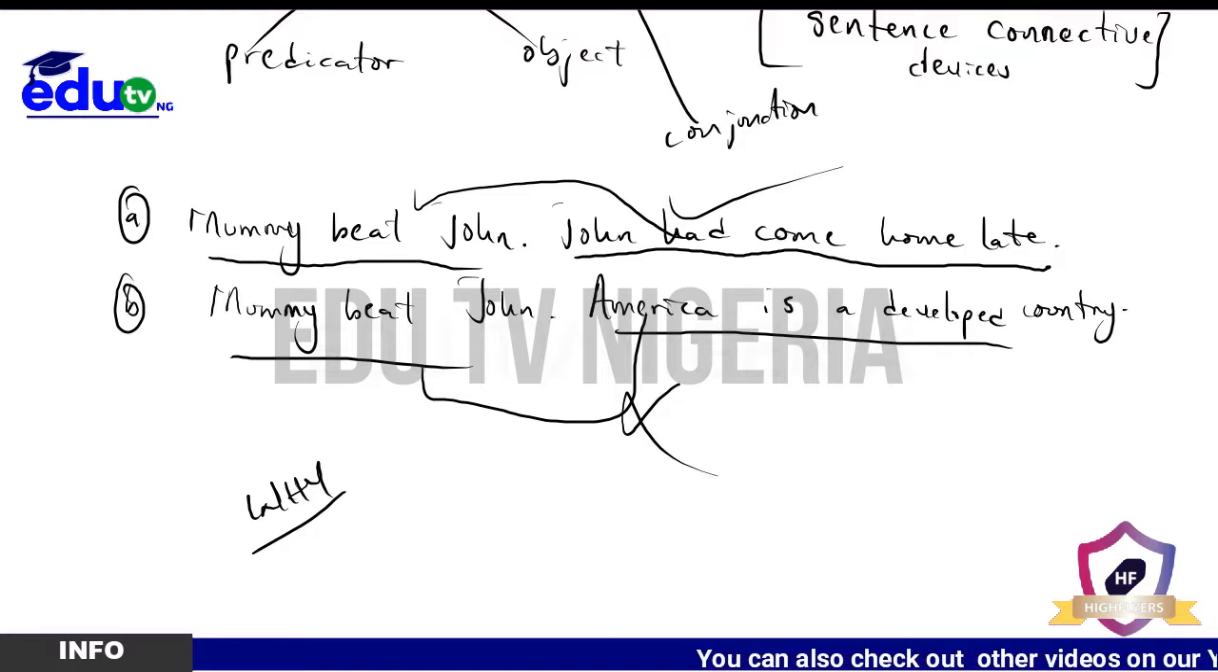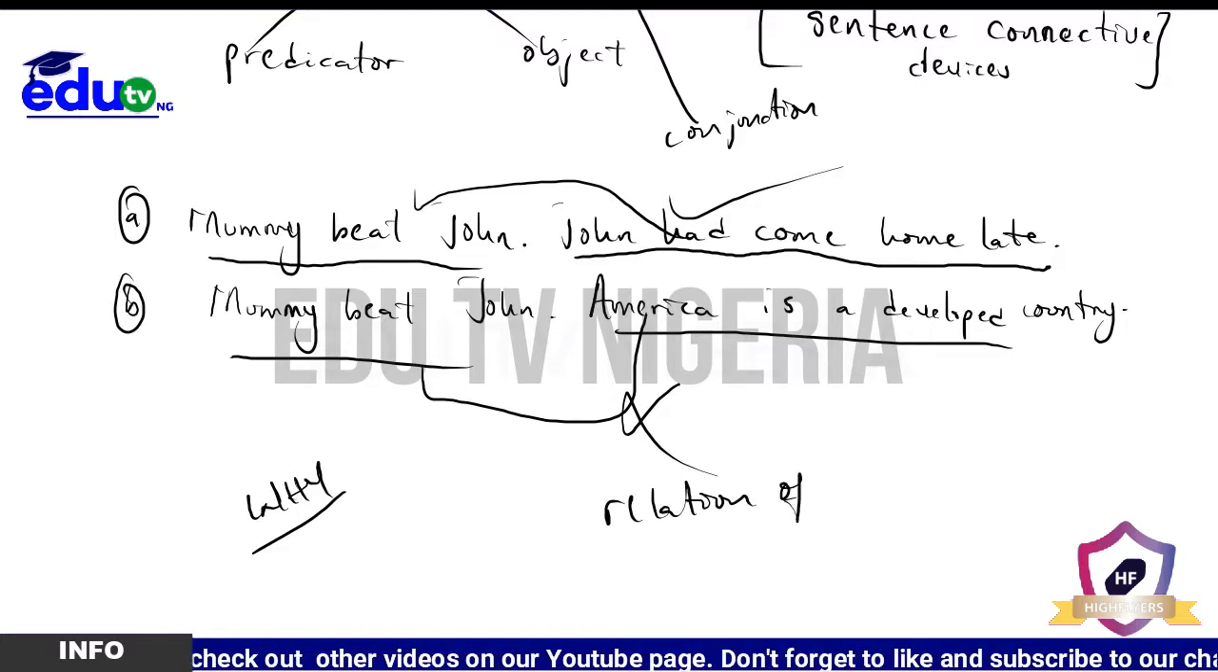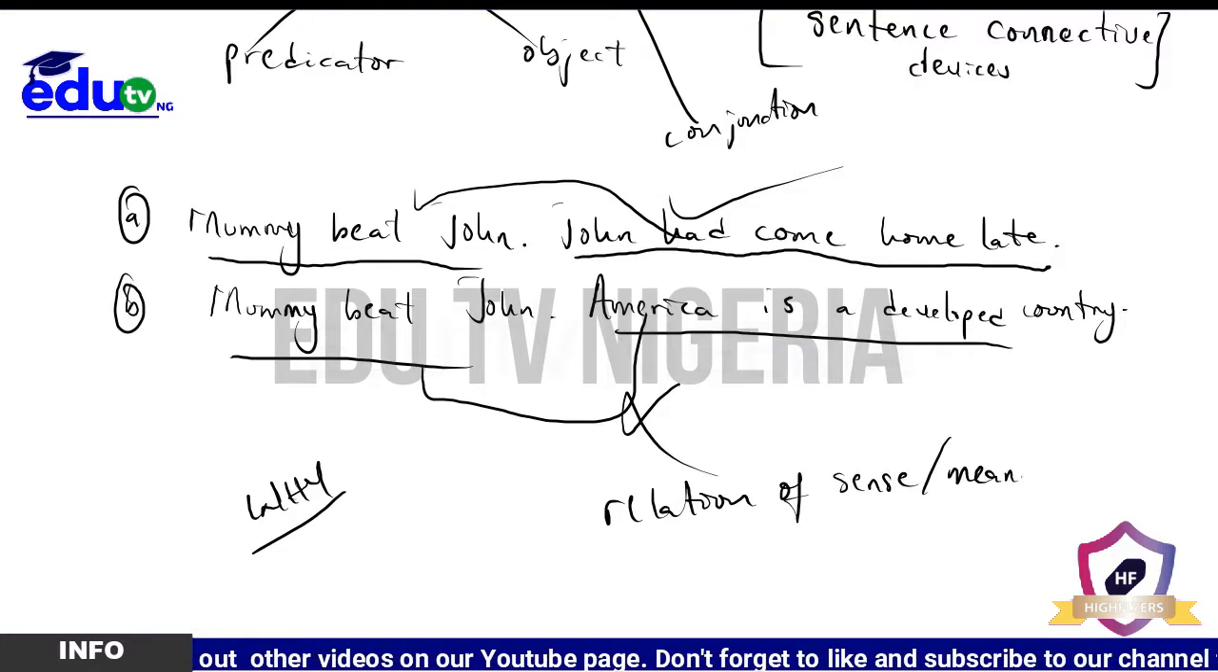So for coherence, we're looking at the fact that the text makes sense. Mommy beat John. America is a developed country. If someone tells you that, wouldn't you look at the person like, are you okay? Are you sure you're alright? What's the sense in "America is a developed country" as a recourse to Mommy beating John? There is no relationship. But when you say Mommy beat John, John had come home late, oh, so the reason Mommy beat John was that he came home late. Do you understand that? So that is what coherence is all about. Coherence deals with relation of sense or meaning. That is what coherence deals with: connectedness. Are they connected? Are they unified? That's just it.